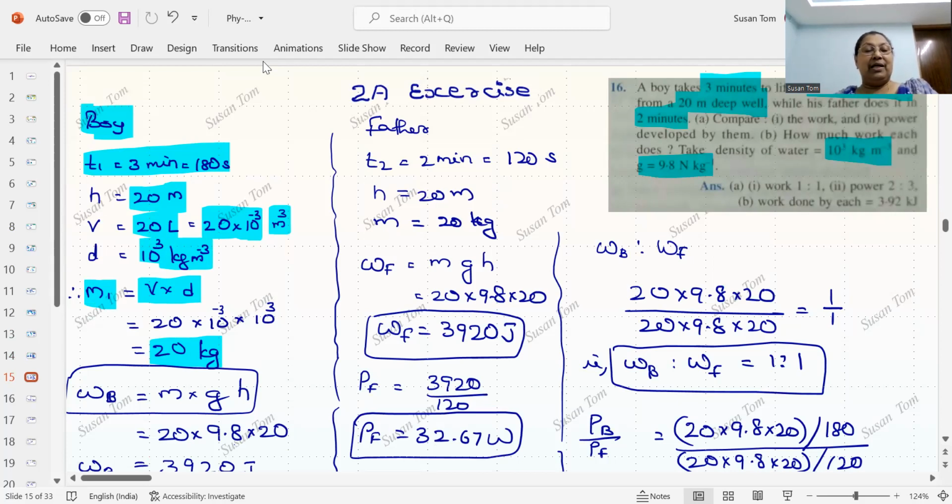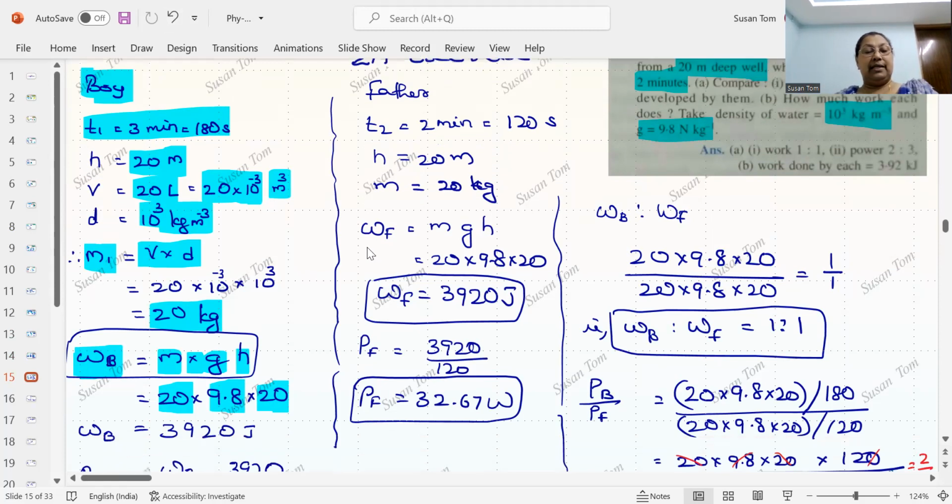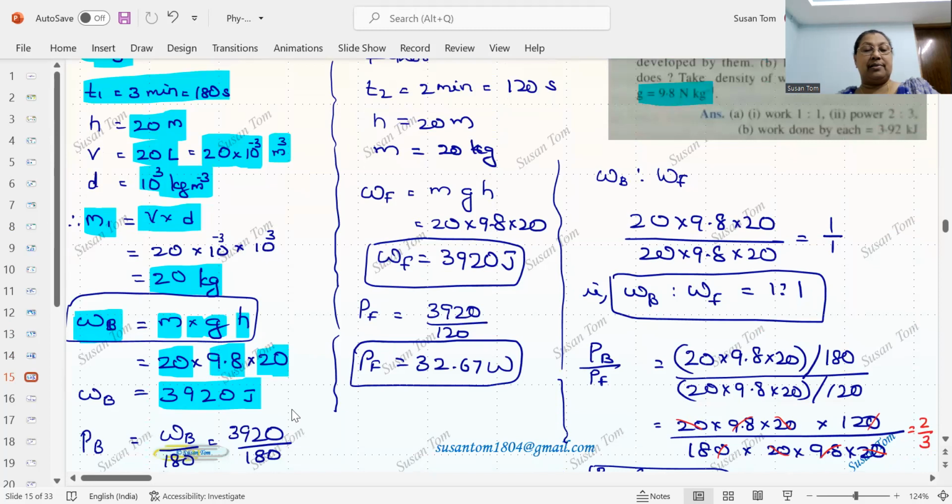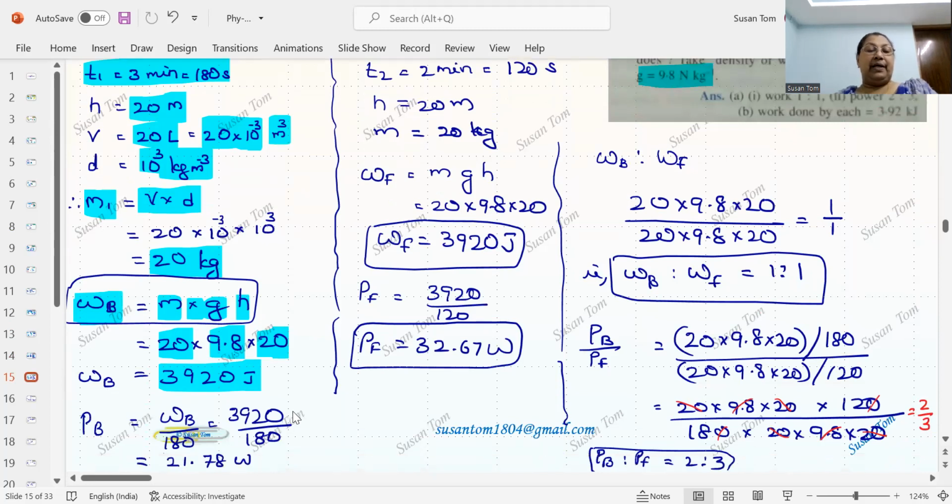Then work done by the boy, W1, I'm writing, work done by the boy is equal to M into G into H. Mass 20, g 9.8 and h is 20, which is 3920 joules. If you want, you can write it is 3.92 kilojoules. Power developed by him is work done by the boy over the time taken by him, 3920 by 180, which is 21.78 watt.